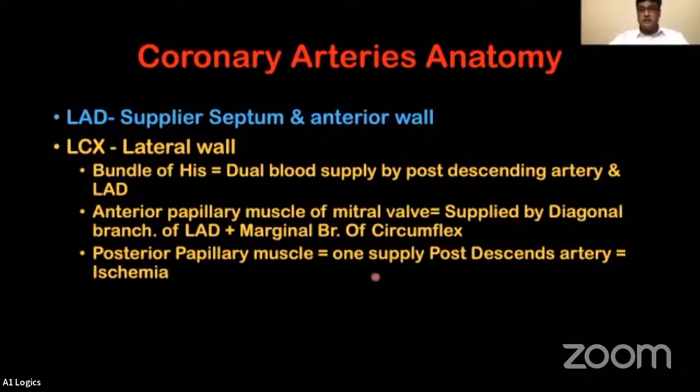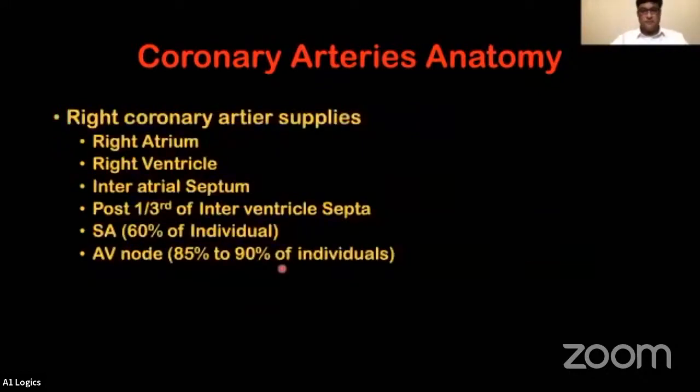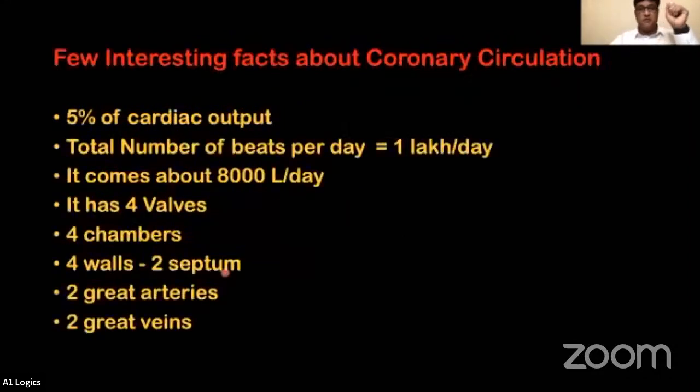Posterior papillary muscles have only one supply, the posterior descending artery, and are prone to ischemia. Now, the right coronary artery again supplies the right atrium, right ventricle, atrial septum, the posterior 1/3 of the interventricular septum, the SA node in 60% of individuals, and the AV node in 85 to 90% of individuals.